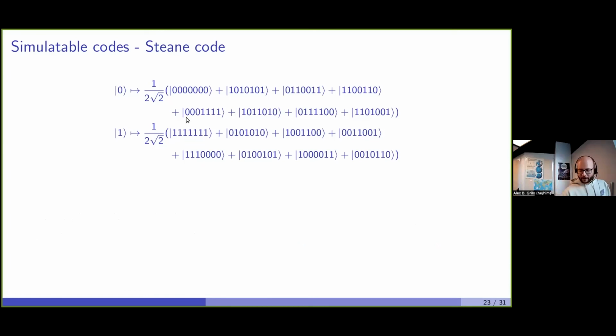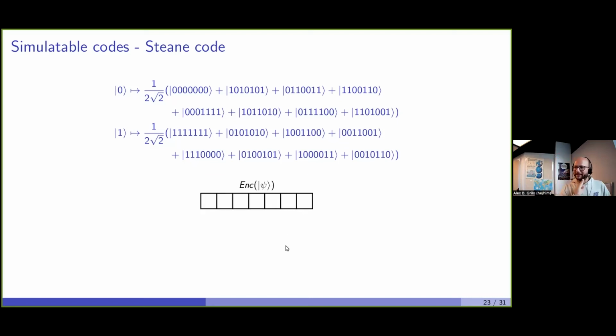I'll explain now how we prove the hardness of CLDM. The key object that we need to create to prove this hardness is what we call simulatable codes. Let me describe what the property of a quantum error correcting code to be simulatable is, by this example of Steane codes. A Steane code is just the mapping of 0 to this big quantum state and 1 to the other big quantum state. The exact quantum state is not important.